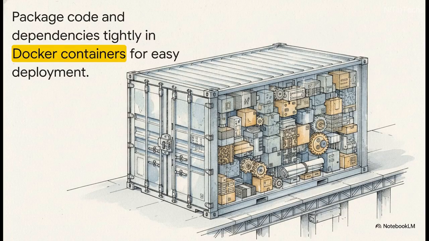Let's double-click on that second point for a second. Containers, specifically Docker. Now, I know you already know what Docker is, but its absolute magic in a pipeline is how it completely eliminates that classic, well, it works on my machine paradox. By tightly packaging your code and dependencies together, you are guaranteeing that the exact same artifact you tested in QA is what actually gets deployed to production. We're talking zero environment drift. It's a real game changer.